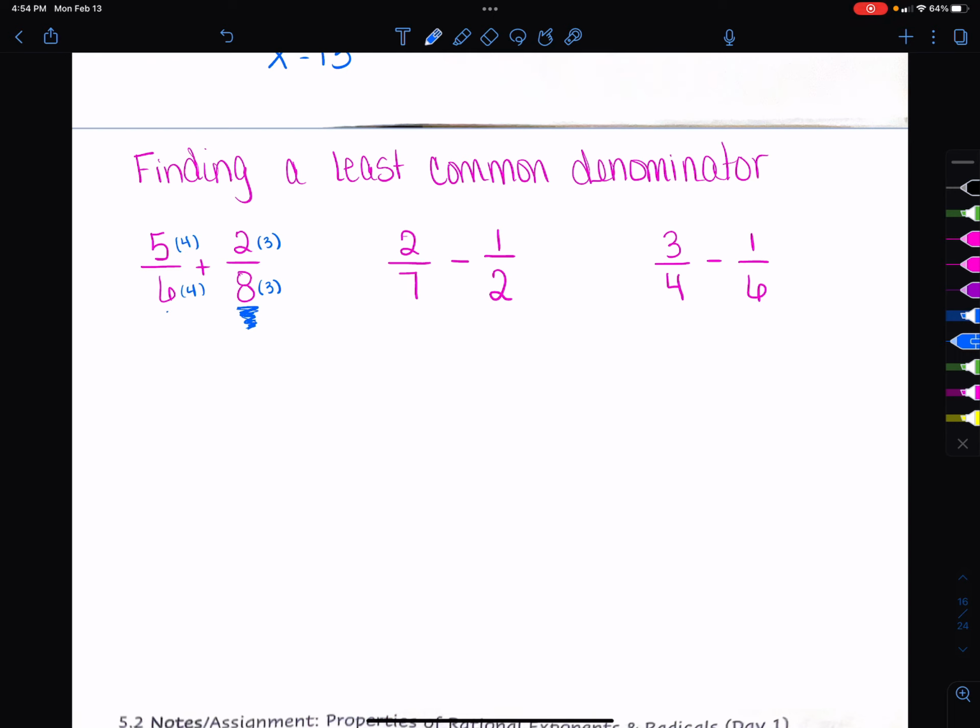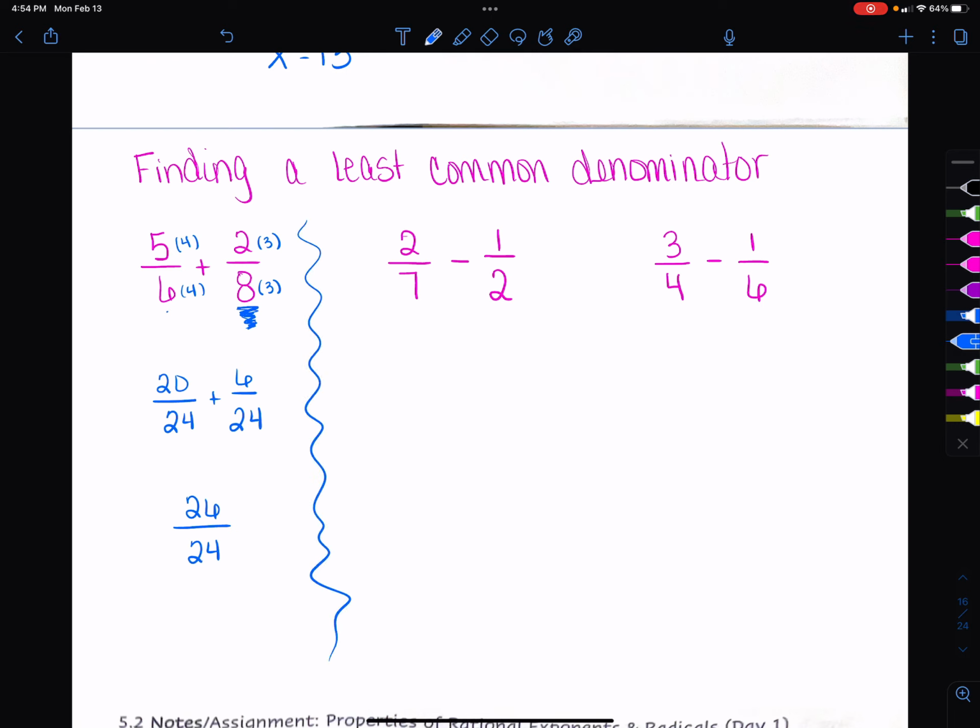So I would have 20 over 24 plus 6 over 24. When you're adding fractions, you keep the denominator and add the numerators. So we would have 26 over the common denominator of 24. All right, so let's look at a second example.